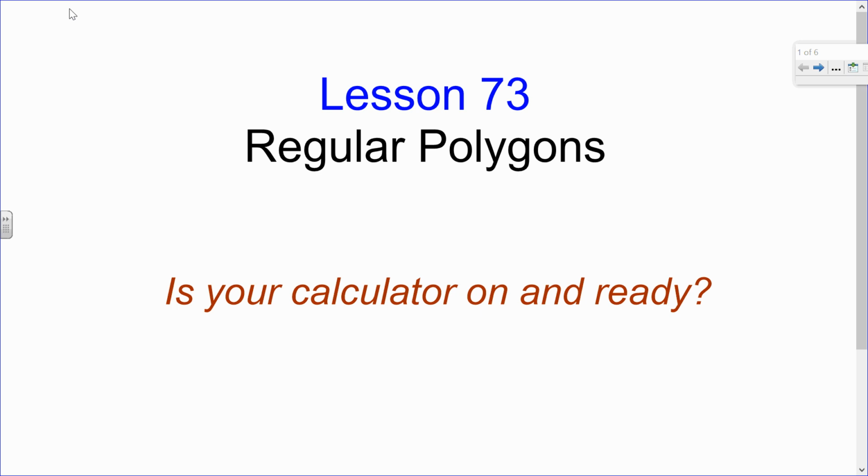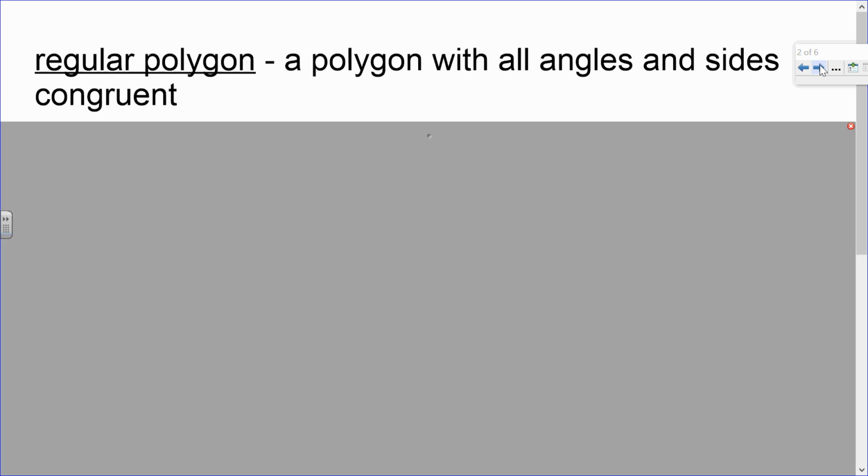So today we are talking about regular polygons, what they are, and how we can find their area and their perimeter. So first, does anybody know what it means when we say a polygon is regular? Any guesses on that? Mia? So all of the sides are congruent. That's part of it. And all of the angles are congruent.